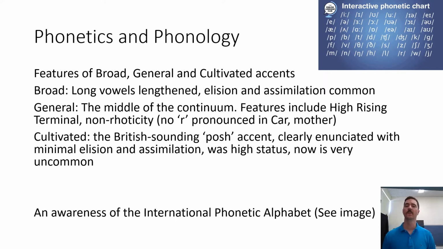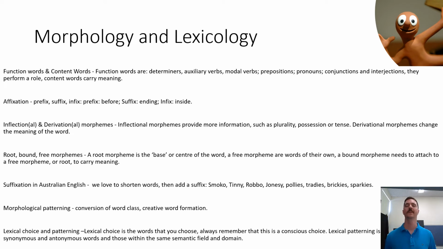Cultivated is your relatively posh British accent where you enunciate everything quite precisely. The cultivated Australian accent is very much uncommon, but in Australian history it was rather common and rather important that we learn about it as well. And also you will need an understanding of the International Phonetic Alphabet, which is pictured in the top right-hand corner of this slide. All right, morphology and lexicology.